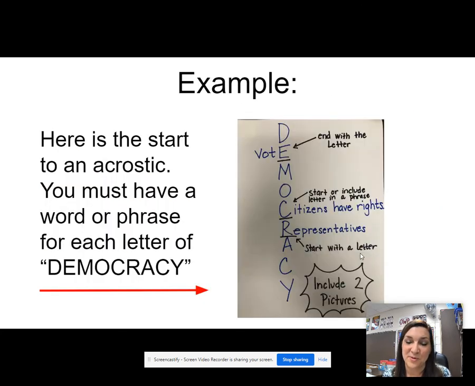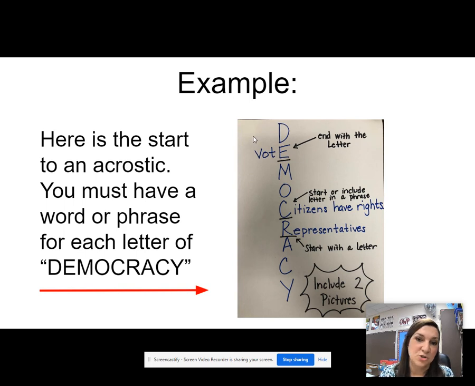Here's an example though, and this is not a final product. This is just a quick example that I did. So you're going to notice you want to put democracy down your paper, and you want to come up with words or phrases that involve the letters. So maybe you can't think of a word that starts with an E, but you can think of a word that ends with it, like vote. Maybe you can't think of just one word that starts with a C, but you can think of a phrase, like citizens have rights. Or maybe you can think of one word that starts with an R, like representatives.